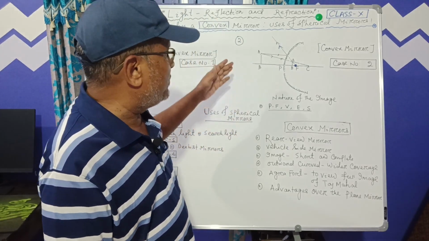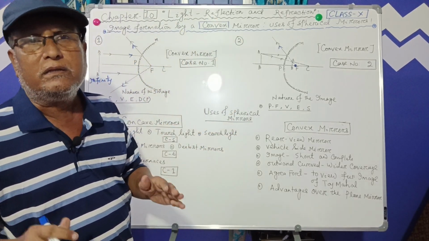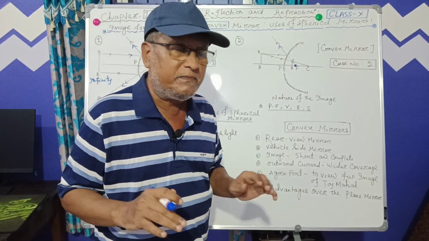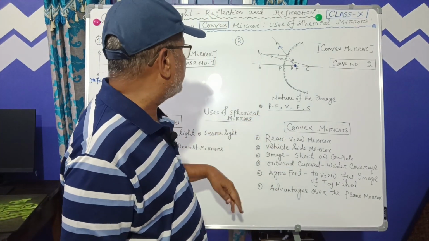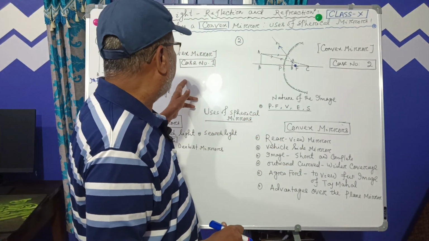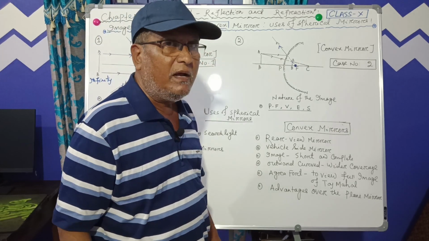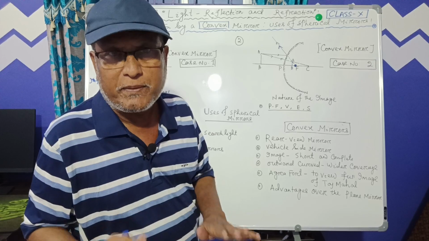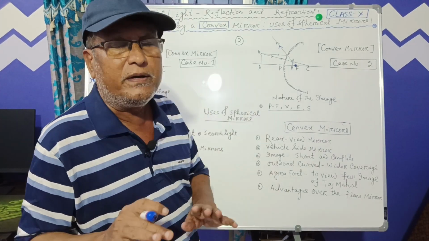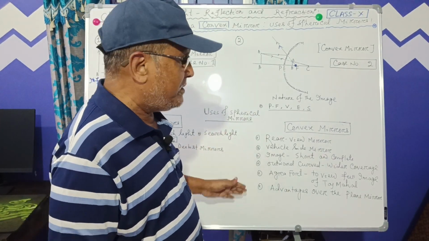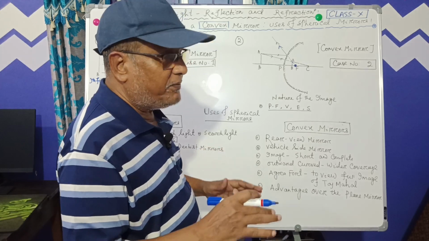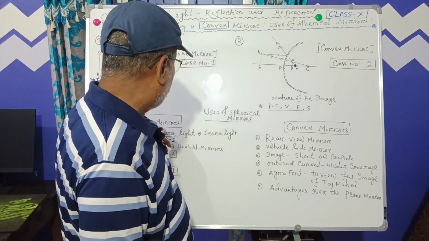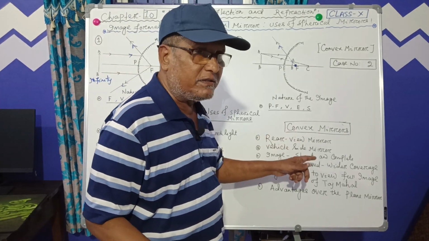Okay. So these are the major concepts of image formation by a convex mirror, and we have discussed 6 cases of image formation by a concave mirror. Now we discussed the different uses of concave mirrors and convex mirrors.